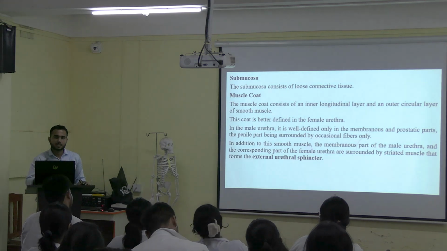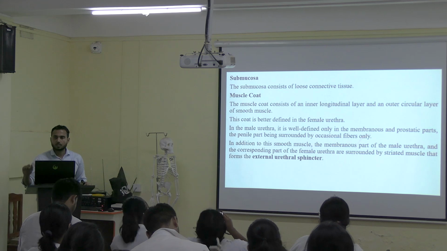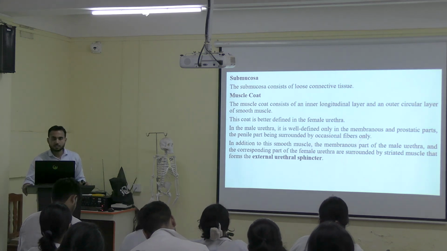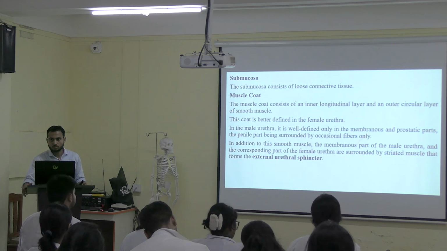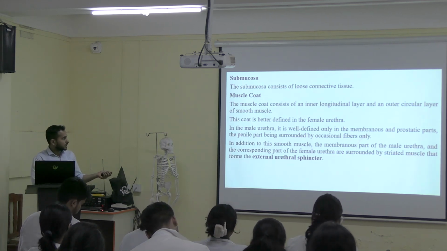That external urethral sphincter is made up of striated muscle. Okay, so what is the meaning? If the section is passing through the membranous part of the urethra, then we will be able to see the striated muscles also. Okay. So that is all about the urethra.